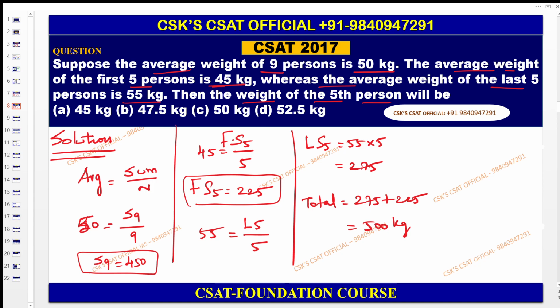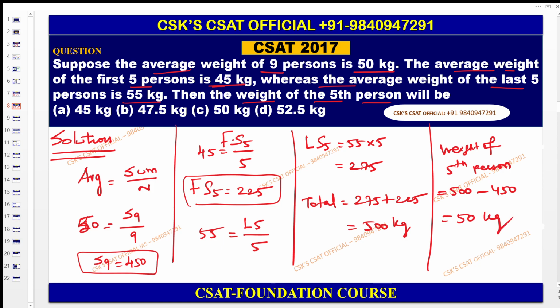Okay, 10. But here 2 times the fifth person is added. First 5 also that person is added here. Last 5 also that fifth person is added here. In order to find out the weight of the fifth person, what you need to do here is the total, that is 500, minus the 9 persons' weight here, which is 450. Subtract, you will get the answer. So therefore 50 kg is the answer for this question.